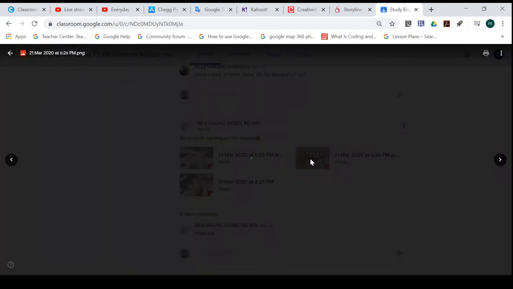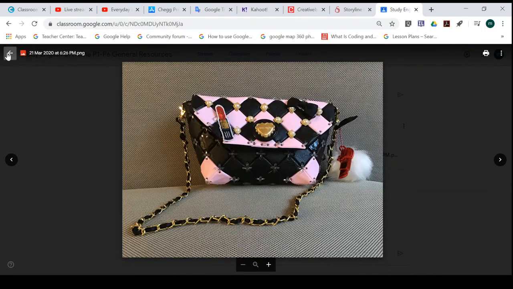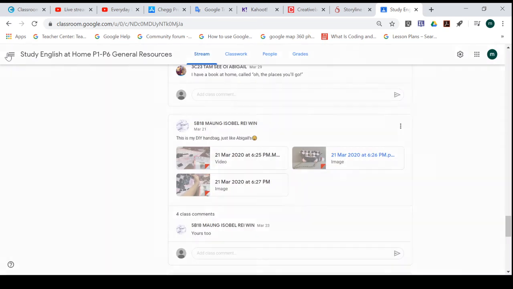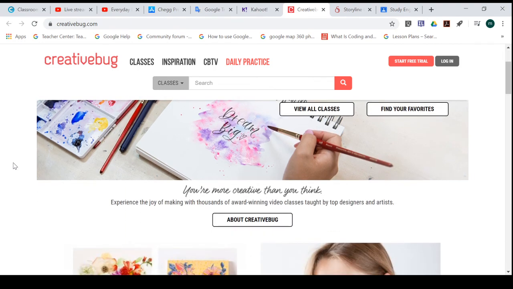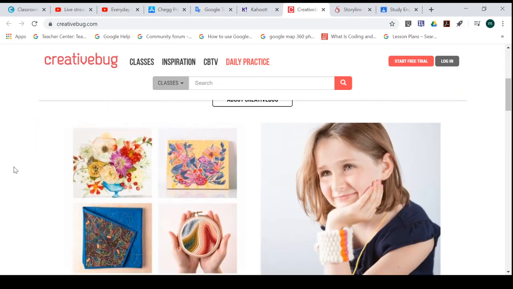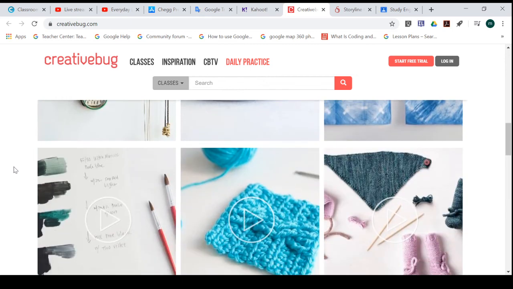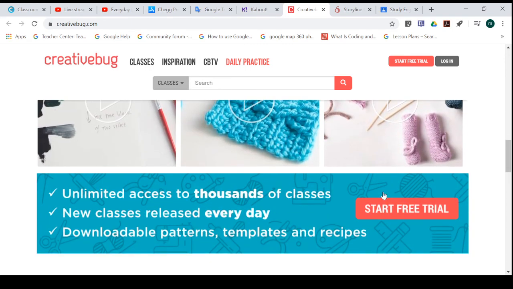And Abigail also, she posted some pictures a few weeks ago, I think. She also made a bag. So I know there's students out there who like to make things, you know, arts and crafts. Now this one, this place, Creative Bug, I don't know if it's good or not. The website looks quite nice. There's some videos here showing you how to make things.